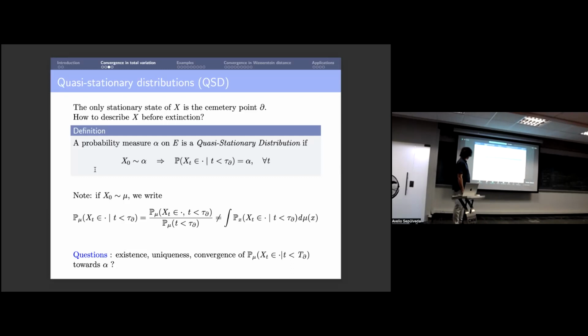Okay, so just a remark, because it's going to be important in the sequel, is that if you start from a distribution mu that is not a Dirac mass, if you look at the conditional distribution of Xt given non-absorption, well, it writes like this quotient, and it's not the same as the integral of the conditional distribution started from a Dirac mass at x integrated with respect to mu, right? So this is the nonlinearity of conditional expectations.